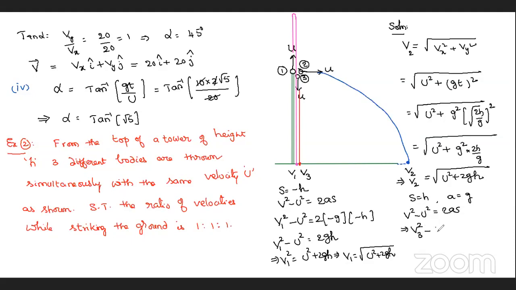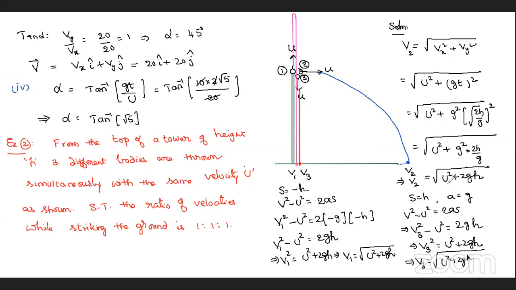V3 square minus u square is equal to 2, a is plus g, s is H. Look here, you are getting the same thing. V3 square is equal to, by taking u square to the other side, u square plus 2gH. That implies V3 equals, I got under root of again, u square plus 2gH.